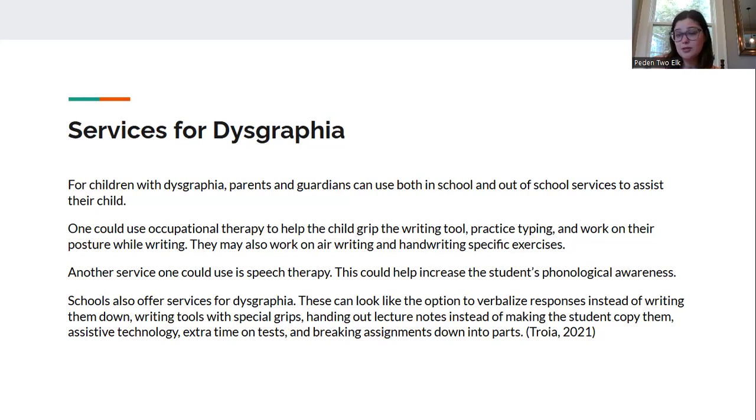Schools also offer services for students with dysgraphia. This can be giving students the option to verbalize their responses instead of having to write them down. Writing tools like pencil grips are another service that schools can provide. They can also hand out lecture notes instead of making students copy down the notes from the board. They can also use assistive technology and extra time on tests, and breaking assignments down into parts is also really helpful for students with dysgraphia.